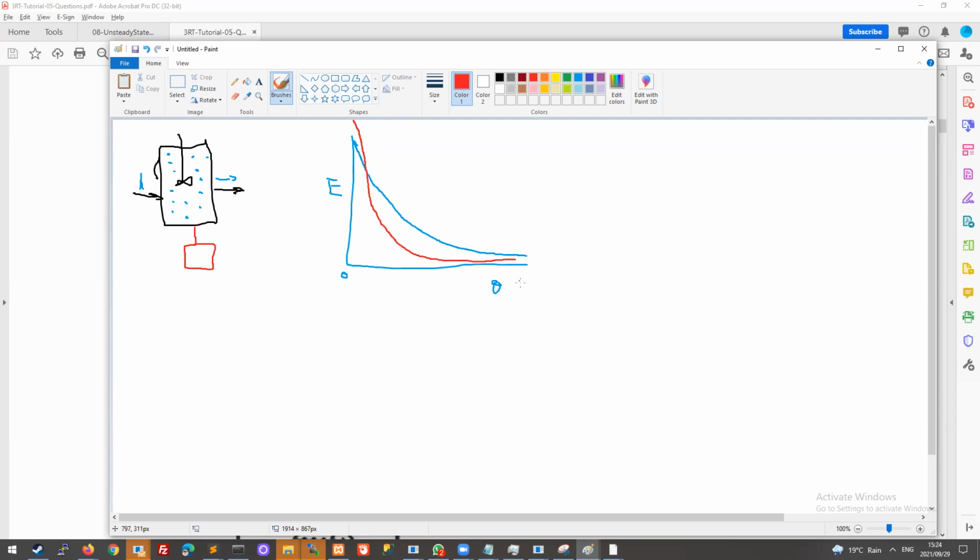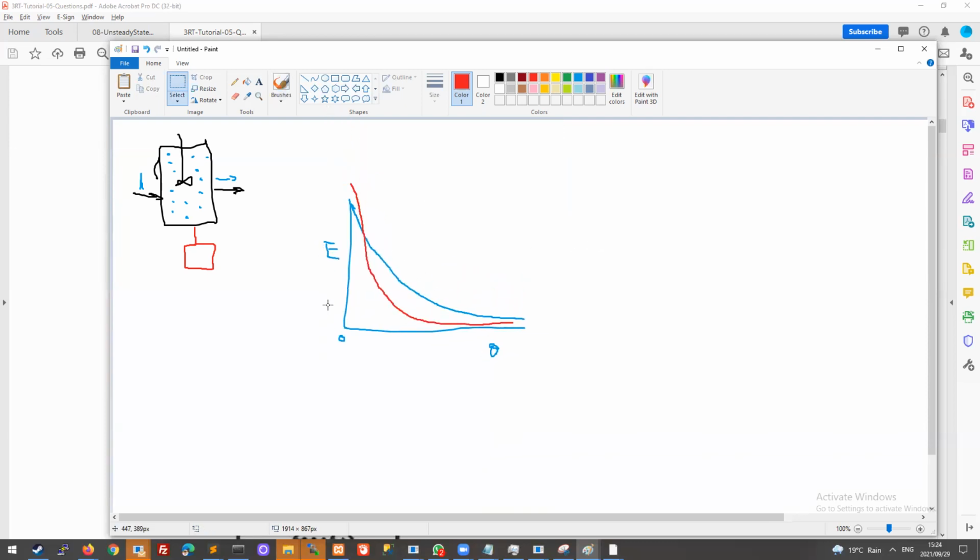Now think about bypass. What will happen in the bypass case? So here's some bypass.